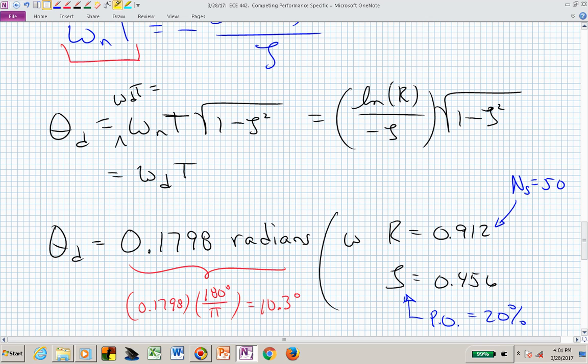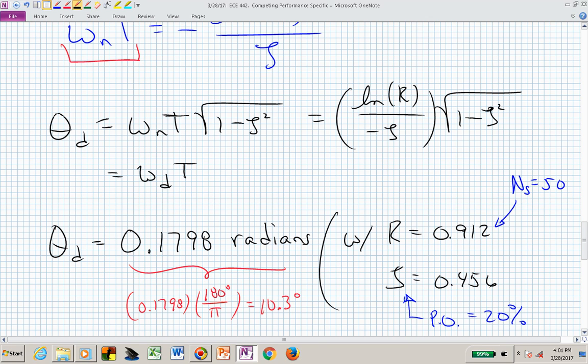and so now I see that I've already said that before, so let me go ahead and get rid of that additional information there. I've already said it before, and we solve for theta sub d, and it ends up being 0.1798 radians.